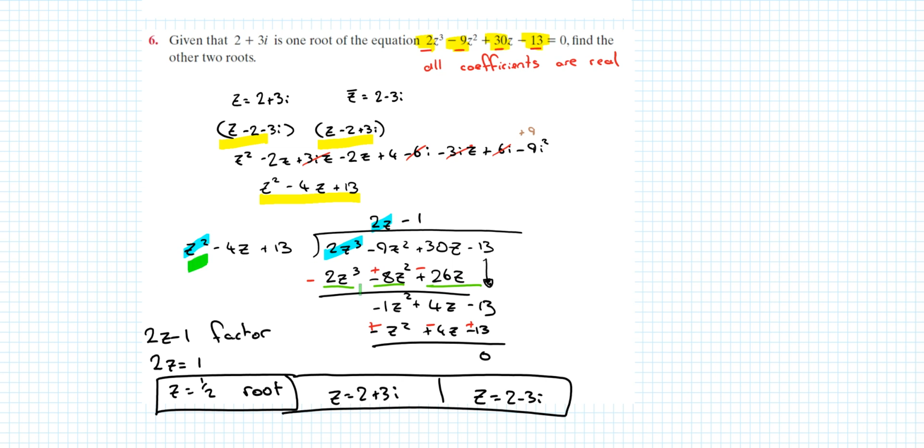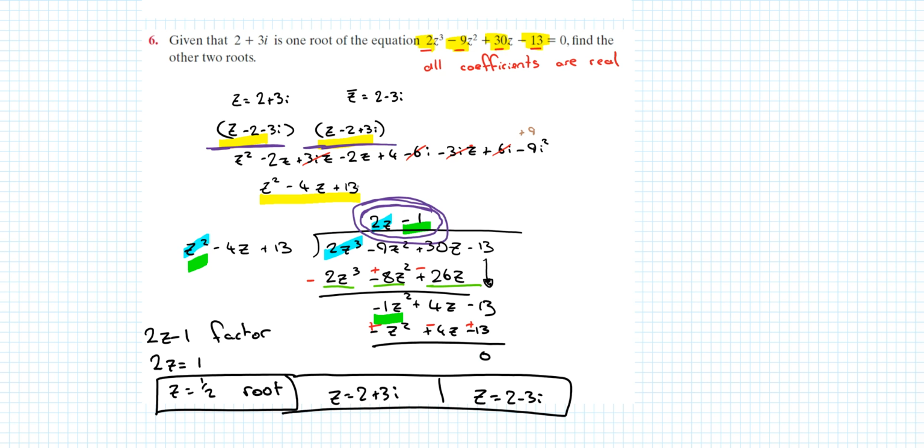Then you're asking, z squared by what is minus z squared? Would be minus 1. So we're going minus 1 by z squared is minus z squared. Minus 1 by minus 4z is plus 4z. Minus 1 by 13 is minus 13. Change all the signs. Minus to a plus, plus to a minus, minus to a plus. And they all cancel to give 0. So that means as it's divided evenly, this is also a factor. So I know this was a factor, this is a factor, and this is a factor.